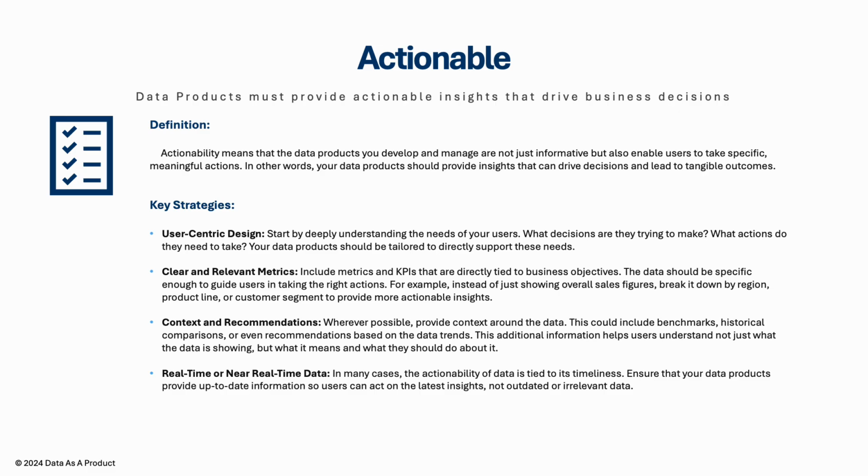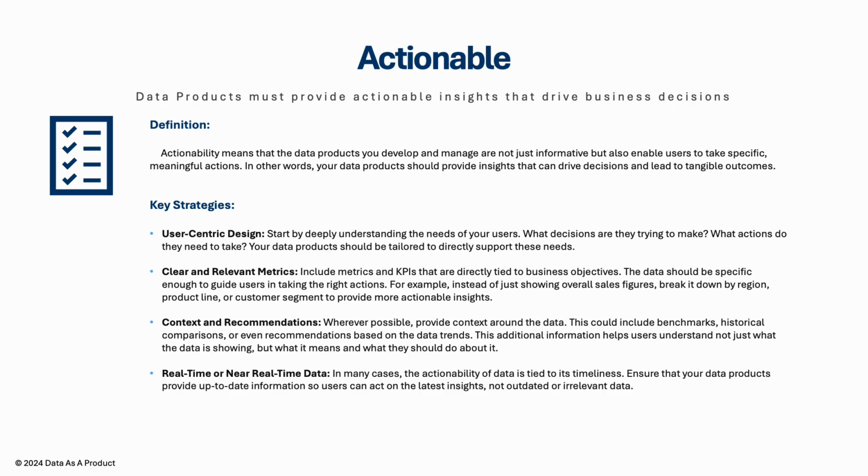Whenever possible, provide context around the data. This could include benchmarks, historical comparisons, or even recommendations based on the data trends. This additional information helps users understand not just what the data is showing, but what it means and what they should do about it. And then fourth, real-time or near real-time data. In many cases, the actionability of data is tied to its timeliness. Ensure that your data products provide up-to-date information so users can act on the latest insights, not outdated or irrelevant data.